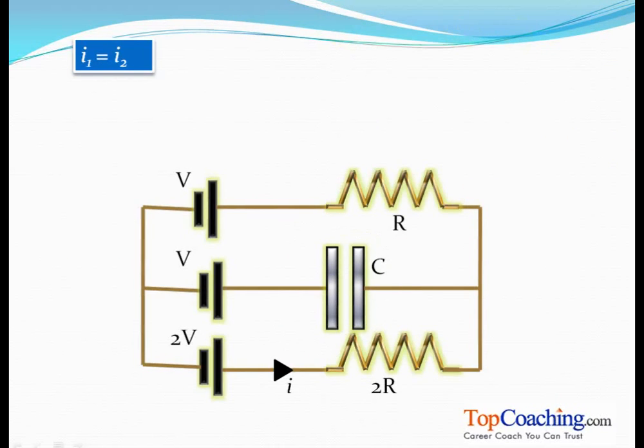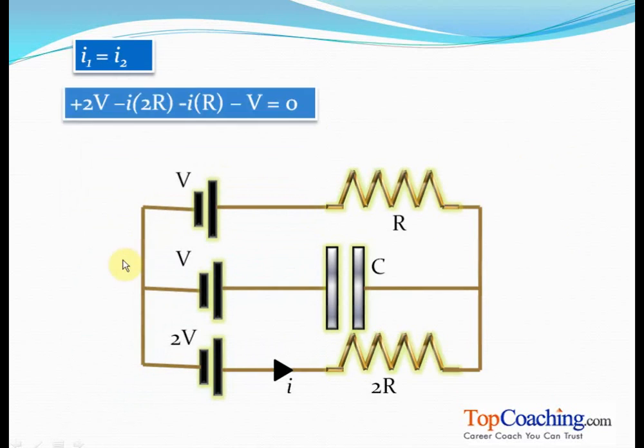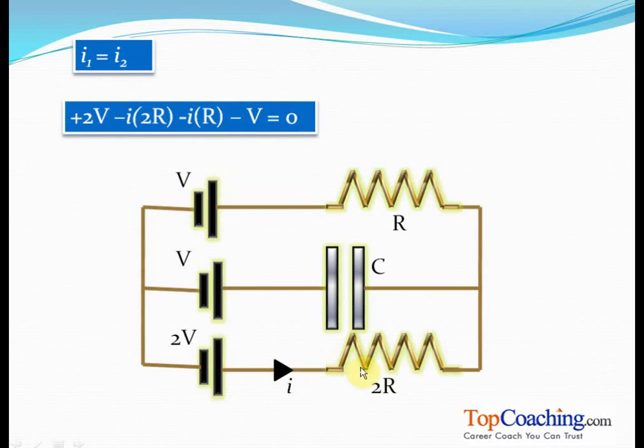We can apply Kirchhoff's voltage law in this loop. When we do that, we can see that plus 2V minus I into 2R minus I into R minus V is equal to 0, isn't it? As you can see, the potential drop across this 2R resistor will be I into 2R. And the potential drop across this R resistor will be I into R. Now when we simplify this expression, we get the value of this current flowing through these two wires here as I equal to V by 3R. Now we have finally found out the value of the current flowing through this circuit.